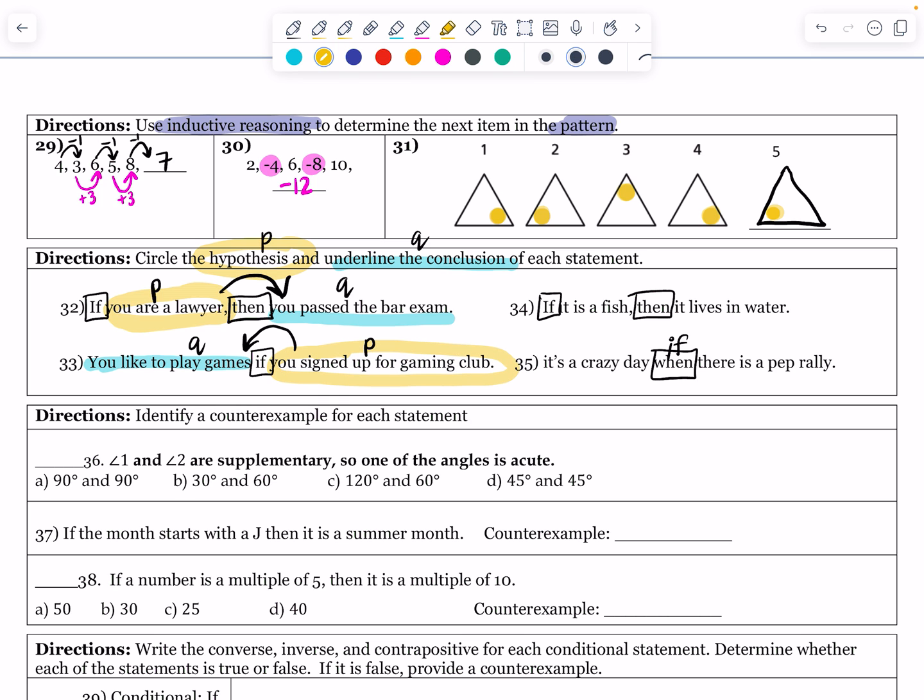Okay? All right. If it is a fish, that's our P. What is our Q? It lives in water. So again, it does not include the word if. It does not include the word then. There's our P and then our Q.